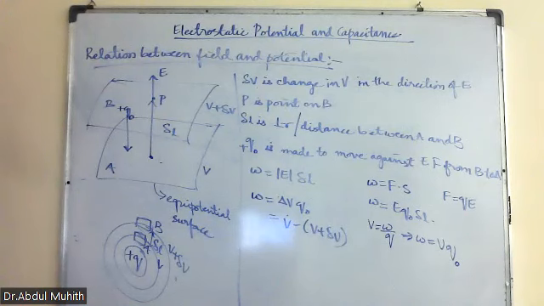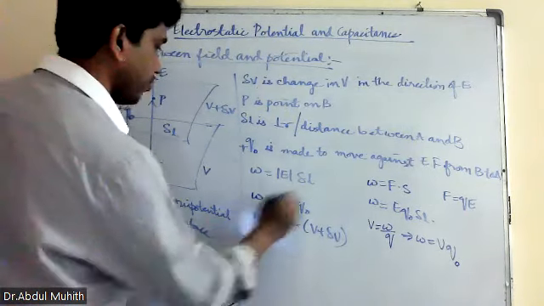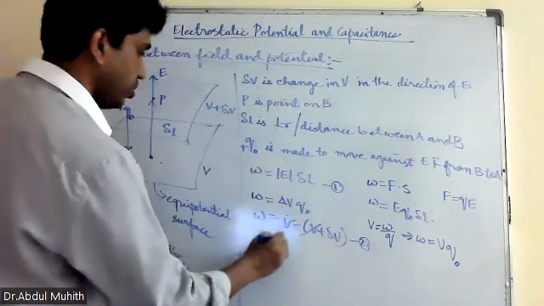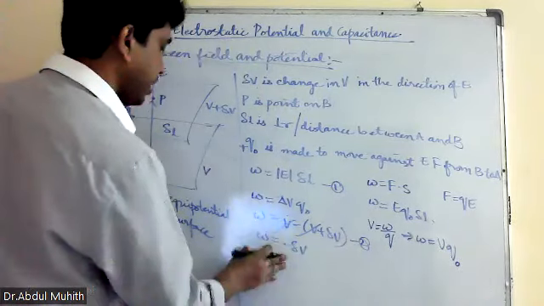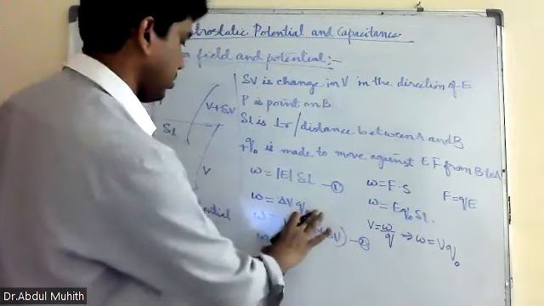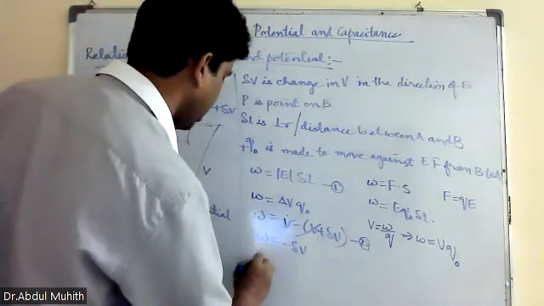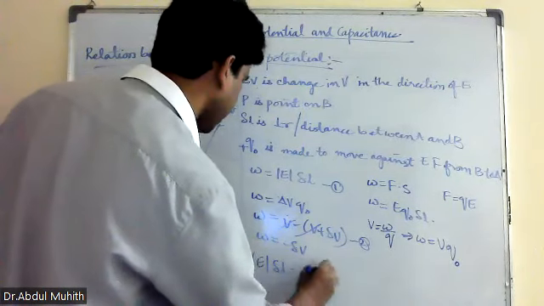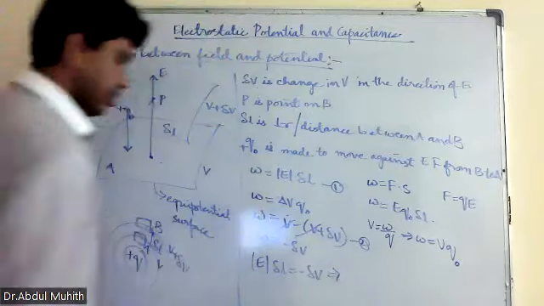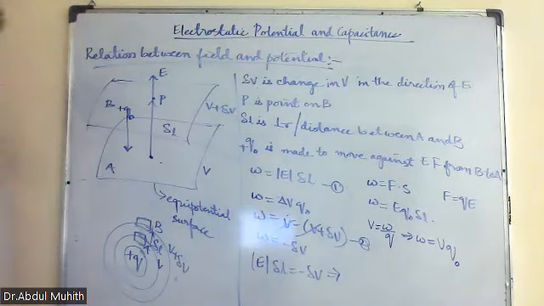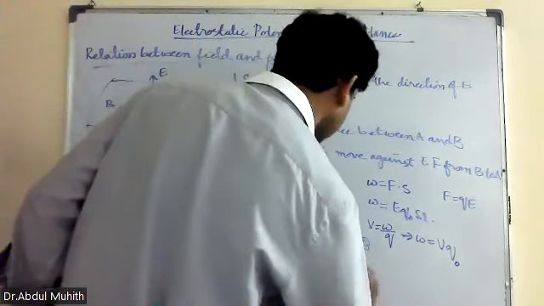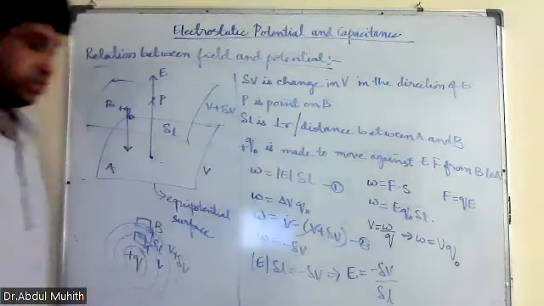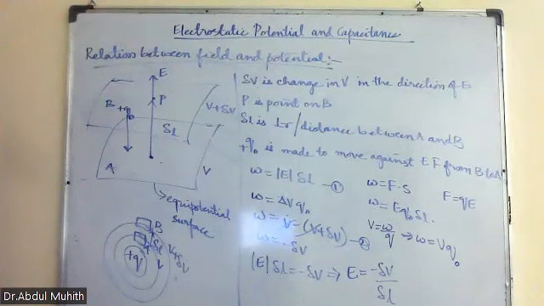Now we are going to equate both of them. This is equation number 1 and this is equation number 2. So W is equal to minus delta V. So E into delta L is equal to minus delta V. So we get E is equal to minus delta V by delta L. Okay, E is equal to minus delta V by delta L.